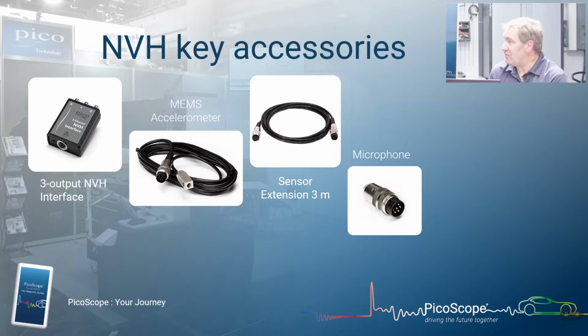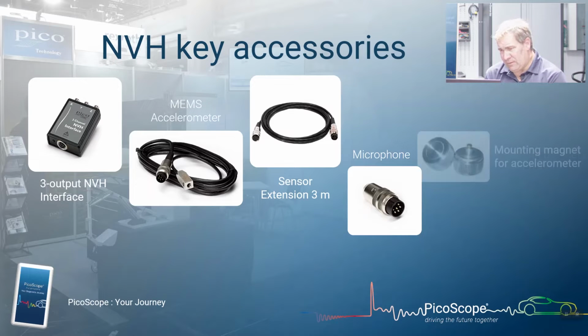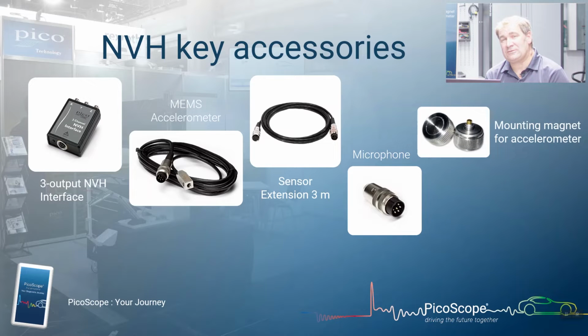One thing I should say, the sensor extension there, generally it's used for the microphone, but you can also use it as an extension on the accelerometer if you're working on a larger vehicle and you need the accelerometer, say, up to 6 meters away from where the scope's actually connected, so that's really useful. So we've got those two things there. We have mounting magnets for the accelerometer. Don't worry about all this too much because we're going to go through all of this practically. Steve's going to show us connecting onto vehicle as well, so we're going to go through all of the detail.